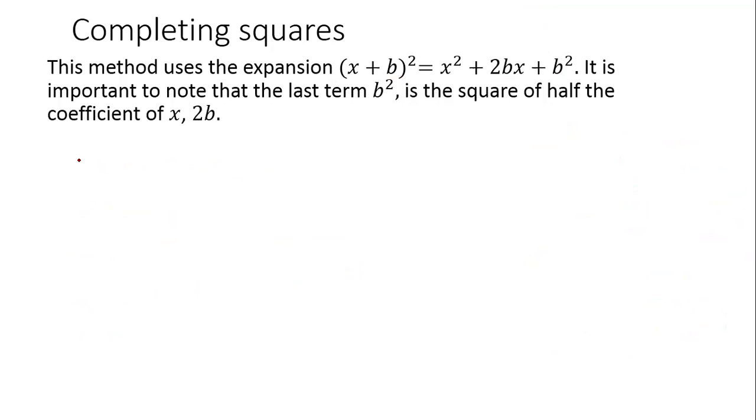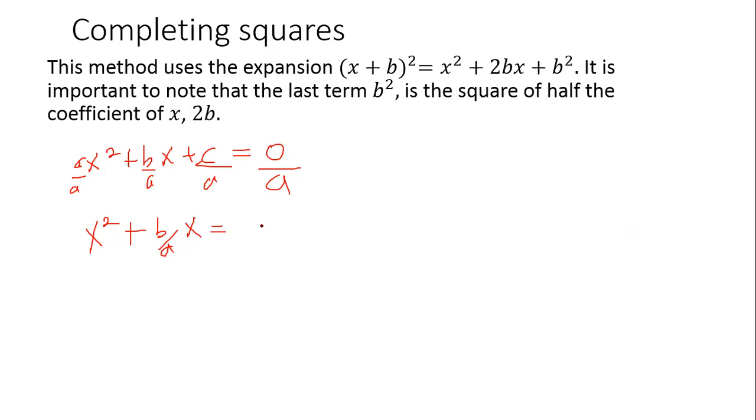So ax squared plus bx plus c is equal to 0. We first divide by a, because the coefficient of x squared must be equal to 1. So we remain with x squared plus b over a x is equal to negative c over a, when the c over a crosses the equal sign.